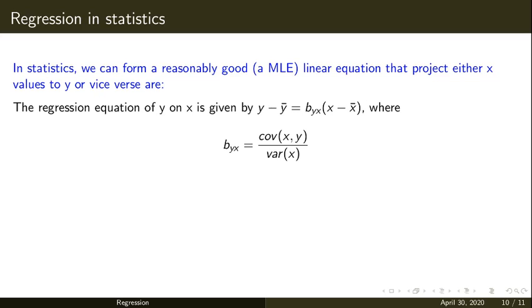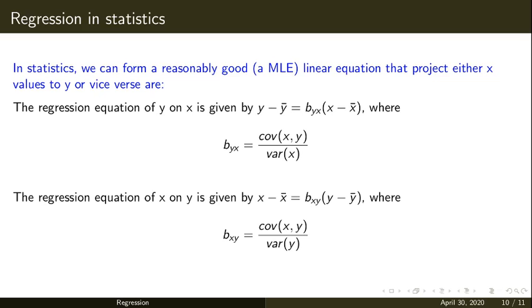The regression equation of y on x is given by y minus y bar equal to byx into x minus x bar, where byx is the covariance of xy by variance of x. The opposite, the regression equation of x on y, is given by x minus x bar equal to bxy into y minus y bar, where bxy is the covariance of xy divided by variance of y.